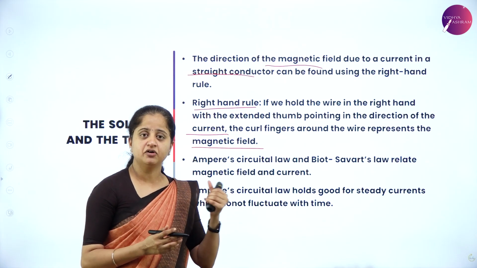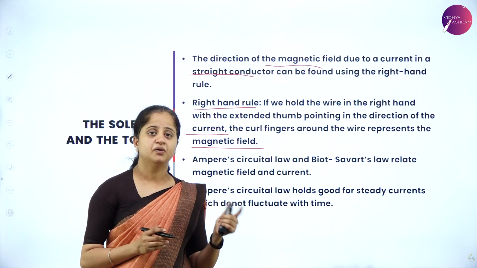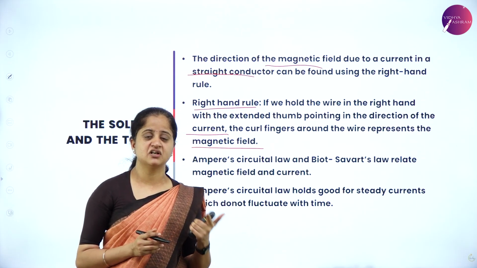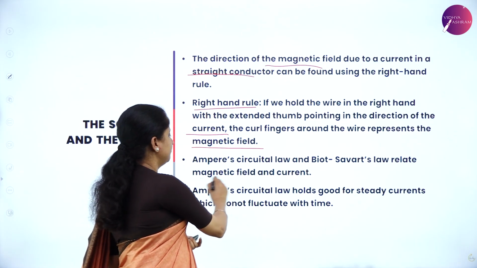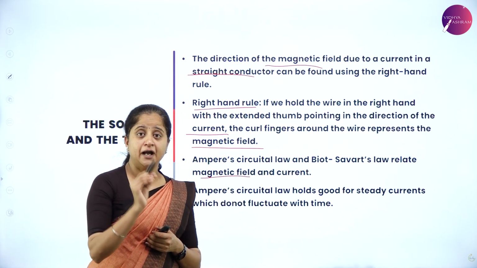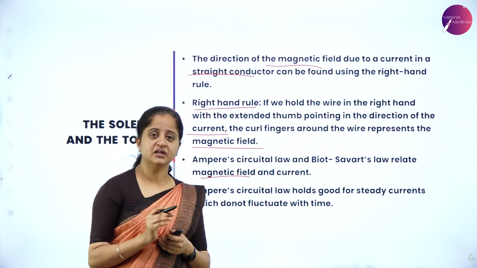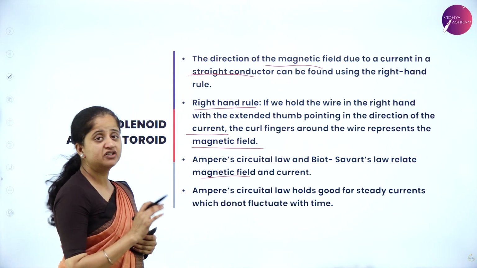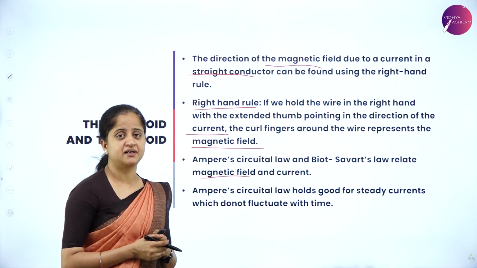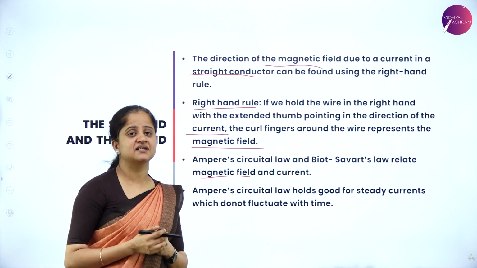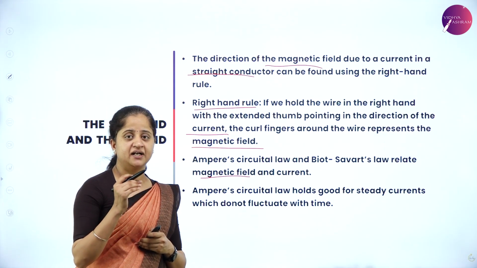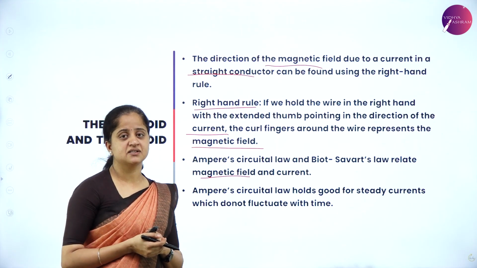We have studied Ampere's law and Biot-Savart's law. Both Ampere's law and Biot-Savart's law relate the magnetic field and the current. But Ampere's circuital law holds good only for steady currents which do not fluctuate with time. So these are some of the basic things regarding magnetic field and Ampere's circuital law.